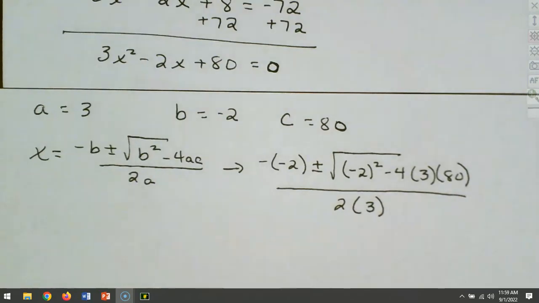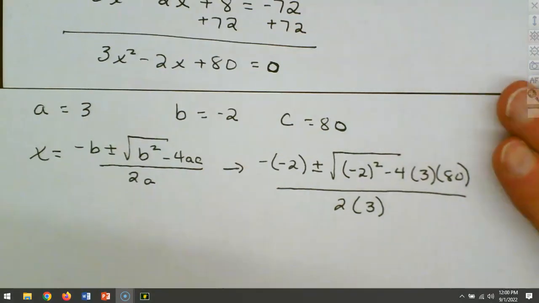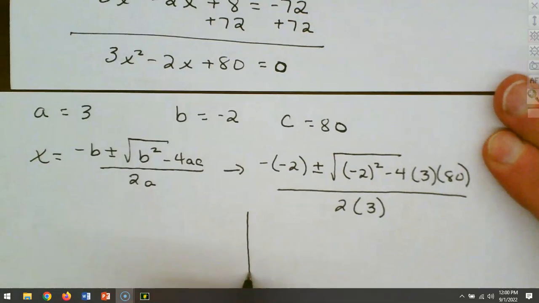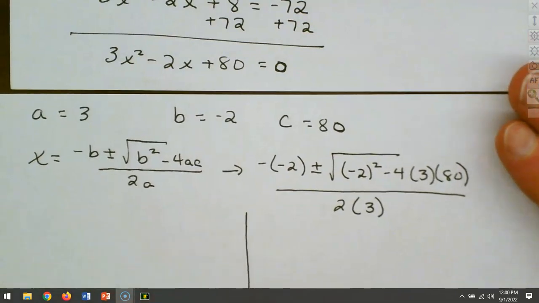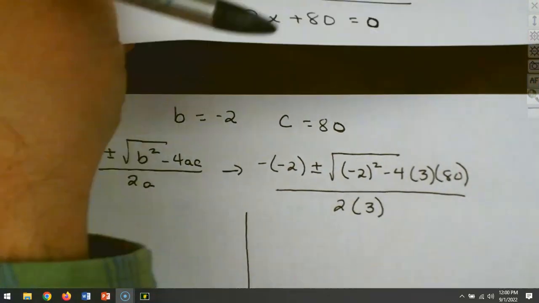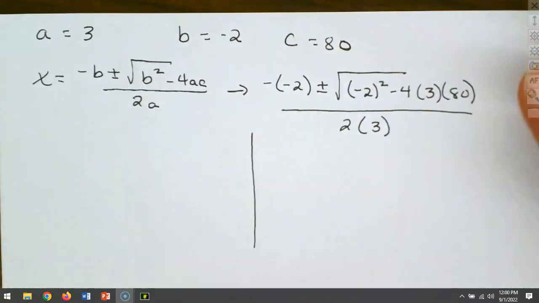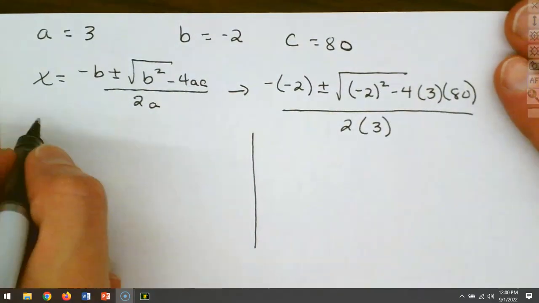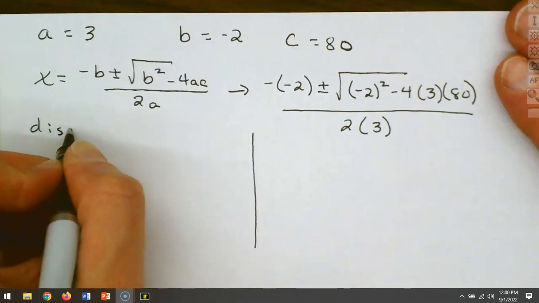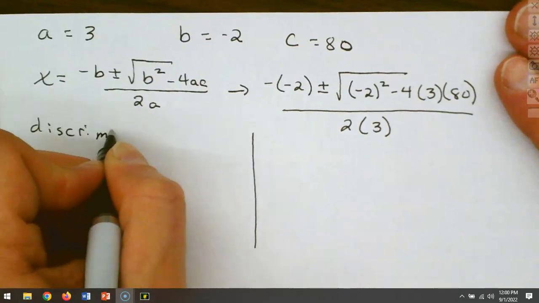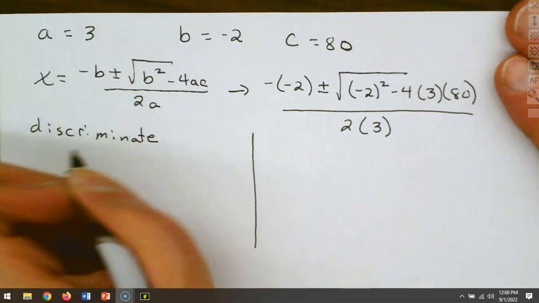So again, you want to make sure you take your time. This one we're going to end up reducing down at the end, I believe. So we'll see how the root works, but I believe this root will be reducible. So let's work with our discriminant, and our discriminant is what's underneath the root. So we'll work with our discriminant separately.